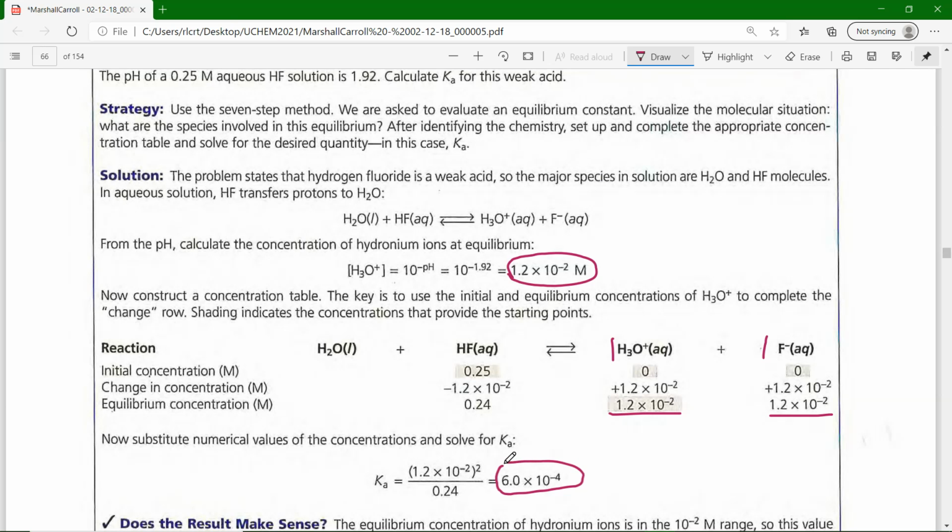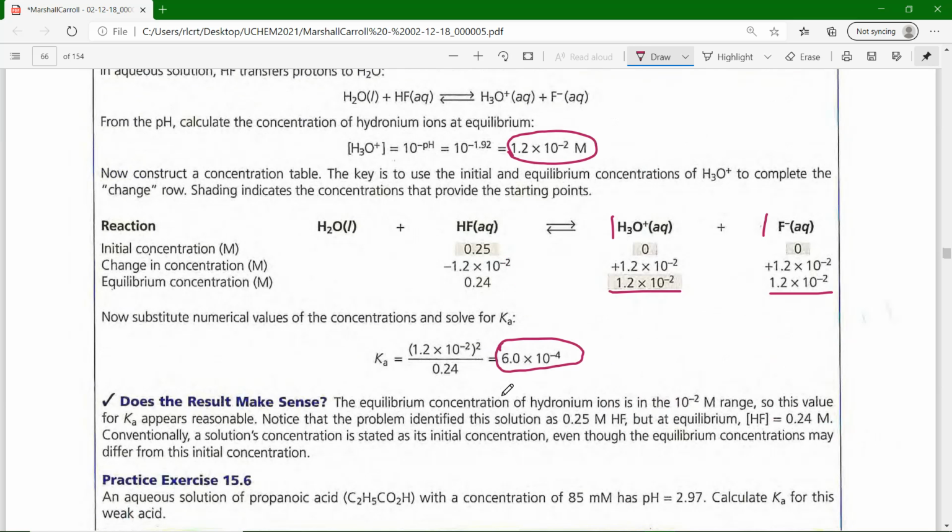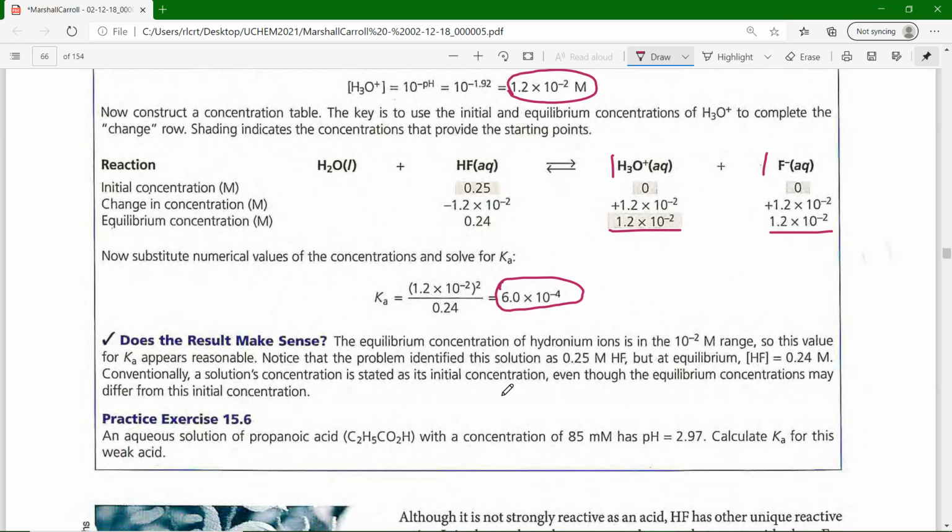There are no approximations in this. In this kind of question, we're given initial data and we're given equilibrium data. Not directly, we're given the pH, but from the pH we can get the H3O+ concentration, and then we can calculate Ka. So Ka is 6 by 10 to the minus 4. This is a classic kind of question. Almost all weak acids that we'll look at will be monoprotic. There'll be a few diprotic and triprotic, but the vast majority of the ones we'll look at will be monoprotic.